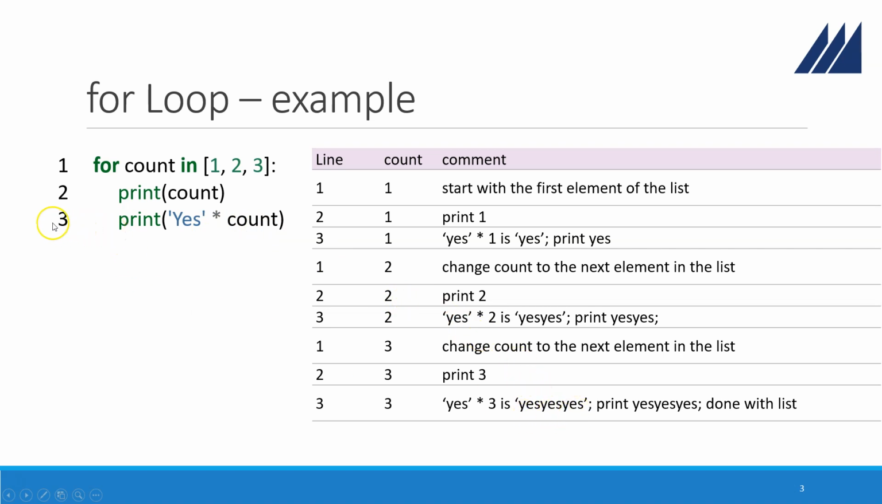Finished with number 3, I'm going to go back to the header. Do I still have items in my sequence or in my list that I haven't checked? No, I don't have anything. I checked them all. That means that the for loop is done. I'm going to skip it and continue with the rest of the program if I have any.